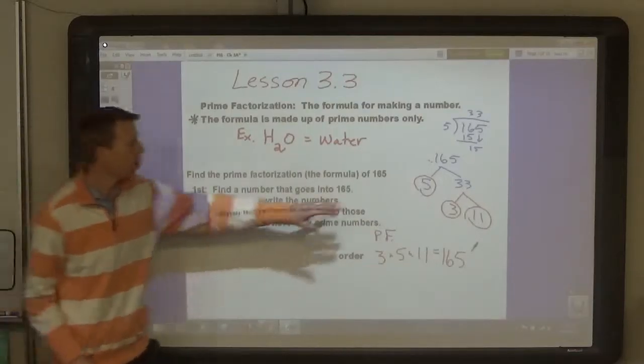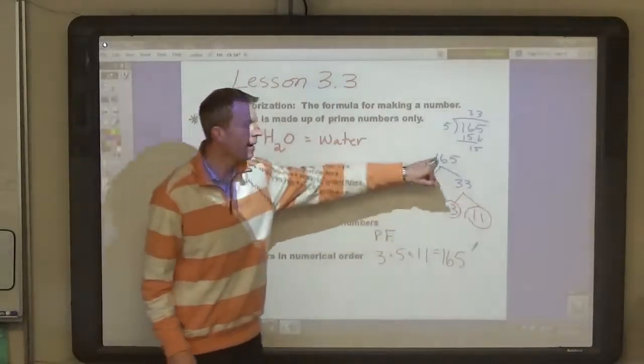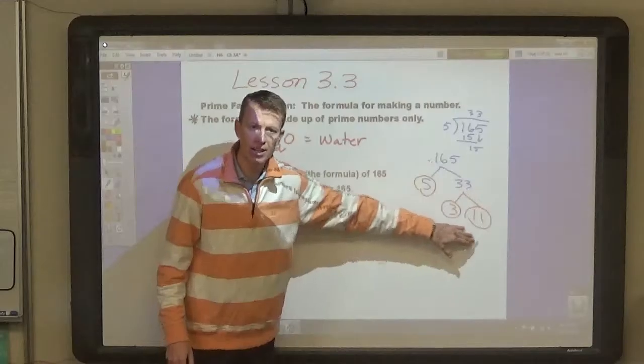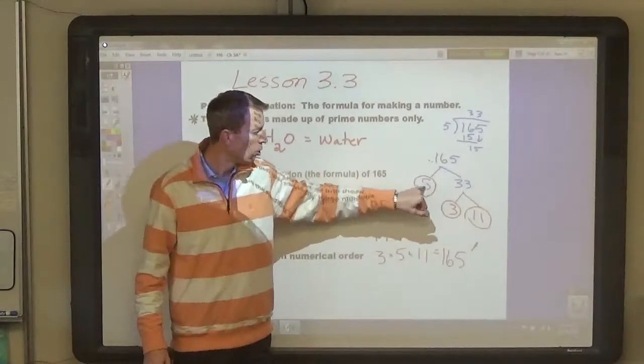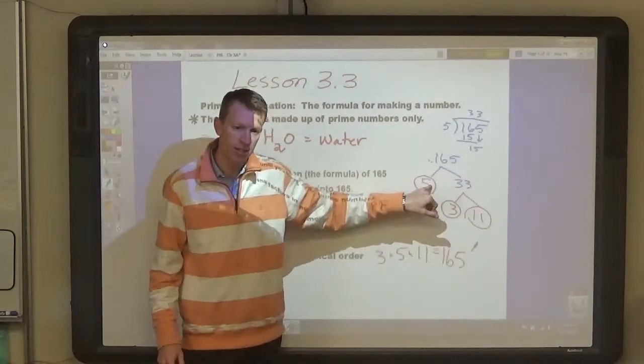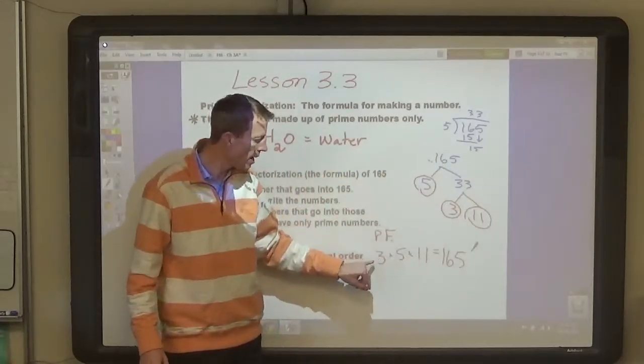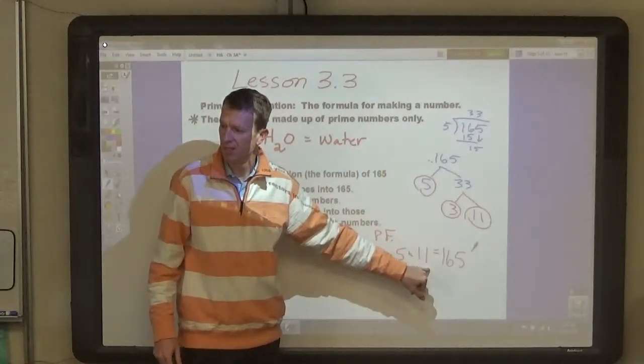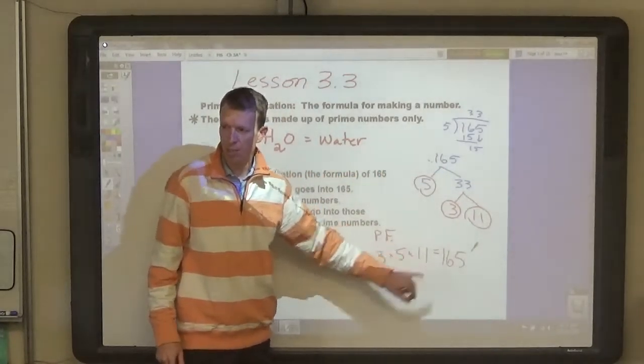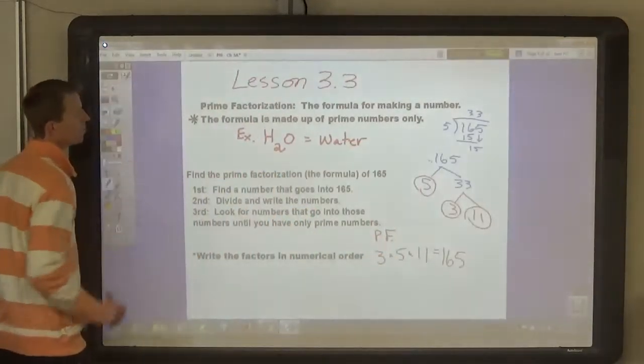Do you get the idea of what we're doing? We're dividing out the number and writing it out in a diagram so we get to the prime numbers that make the number, and then writing them out in a formula. Okay? Put another example in your notes.